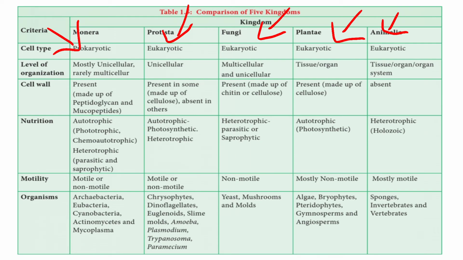So for example, the best example is we. What we do? We take the food from outside and put it into the mouth. That process is called ingestion. So we are taking the food from outside and eating it into the mouth, and we are engulfing it. So that process is called holozoic.